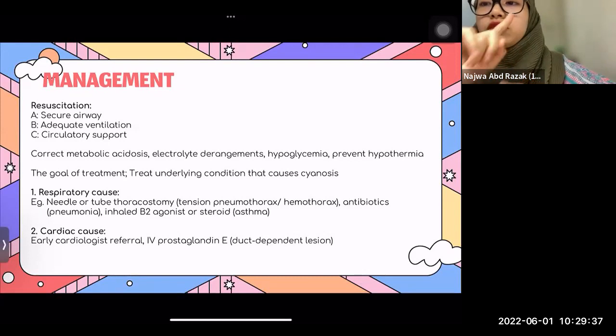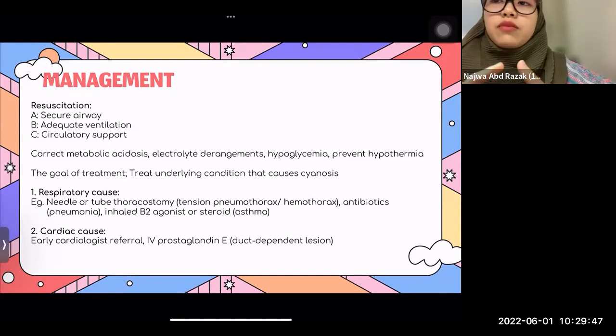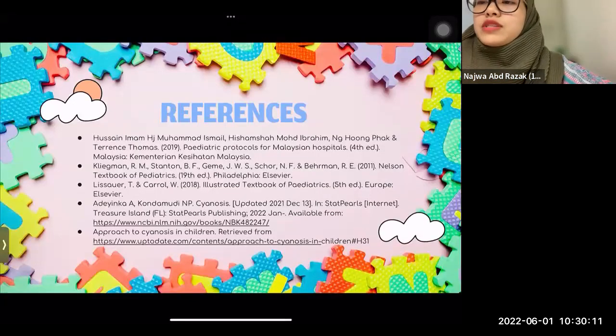For example, if respiratory cause, if the patient presented with pneumothorax or hemothorax, needle or tube thoracostomy will be given. If pneumonia, antibiotics, and if it is asthma, beta-2 agonist or steroid. If it is a cardiac cause, early referral to a cardiologist is important. If it is associated with a duct-dependent lesion, IV prostaglandin E will be given to maintain the patency of the ductus arteriosus until corrective surgery can be performed. So I think that is all for my presentation.